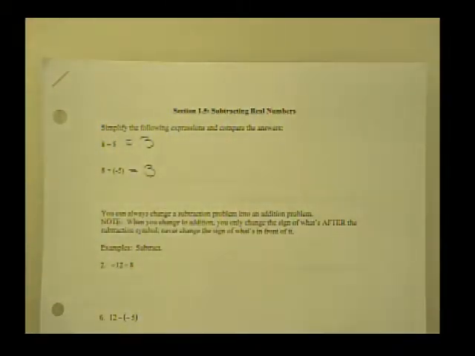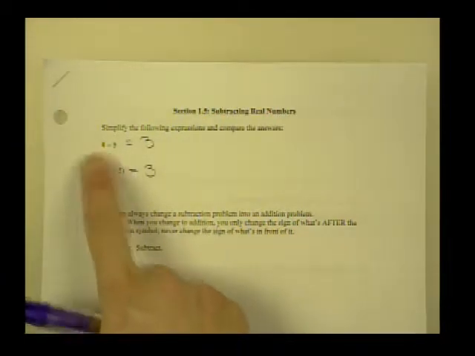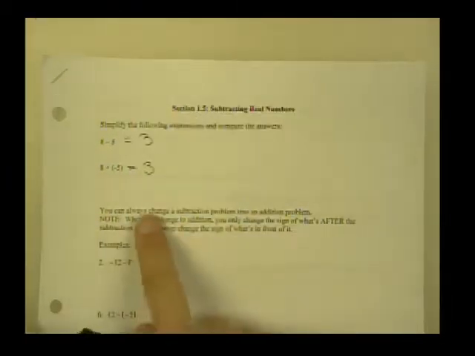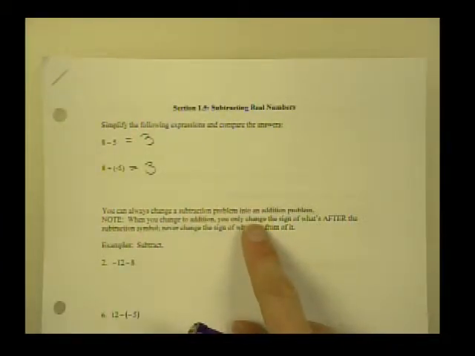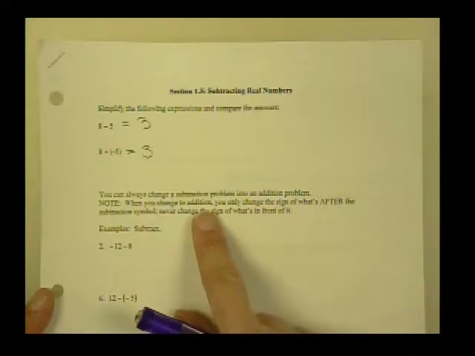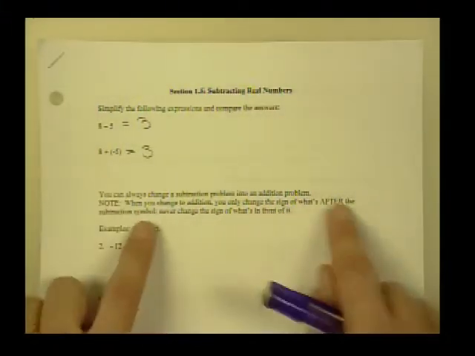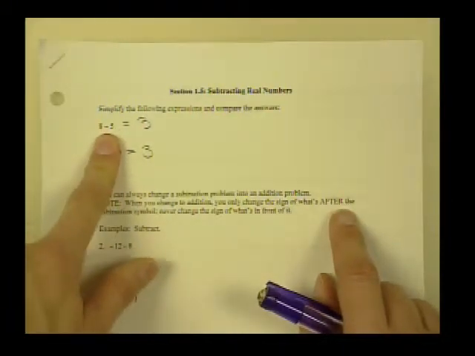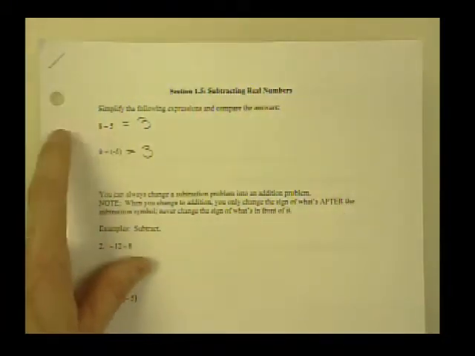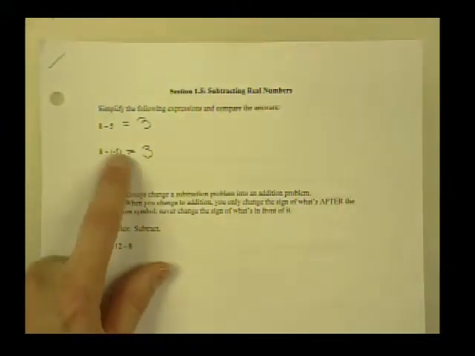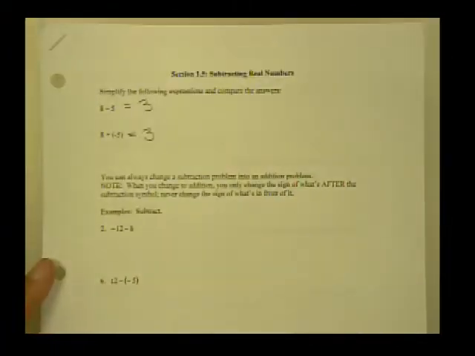So you get the same answer whether you write it as a subtraction problem or whether you write it as an addition problem. So it says you can always change a subtraction problem into an addition problem. But when you change to an addition problem, you only change the sign of what's after the subtraction symbol. Like here, if you wanted to change 8 minus 5 into an addition problem, you only change the 5 to be negative. You wouldn't change the 8 to be negative, only the thing that comes after.